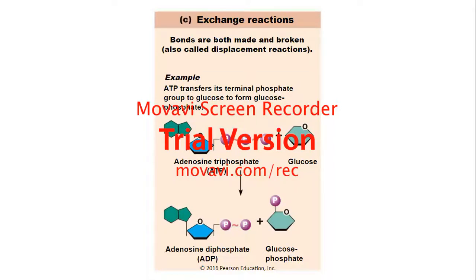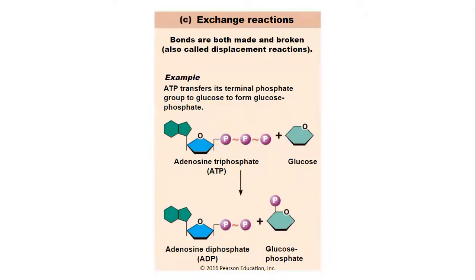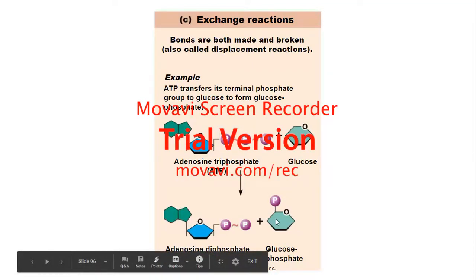All right, an example of exchange reactions is ATP transferring its terminal phosphate group to glucose to form glucose phosphate, okay? So ATP gave one of its phosphates to glucose to form glucose phosphate, okay? Exchange reaction.